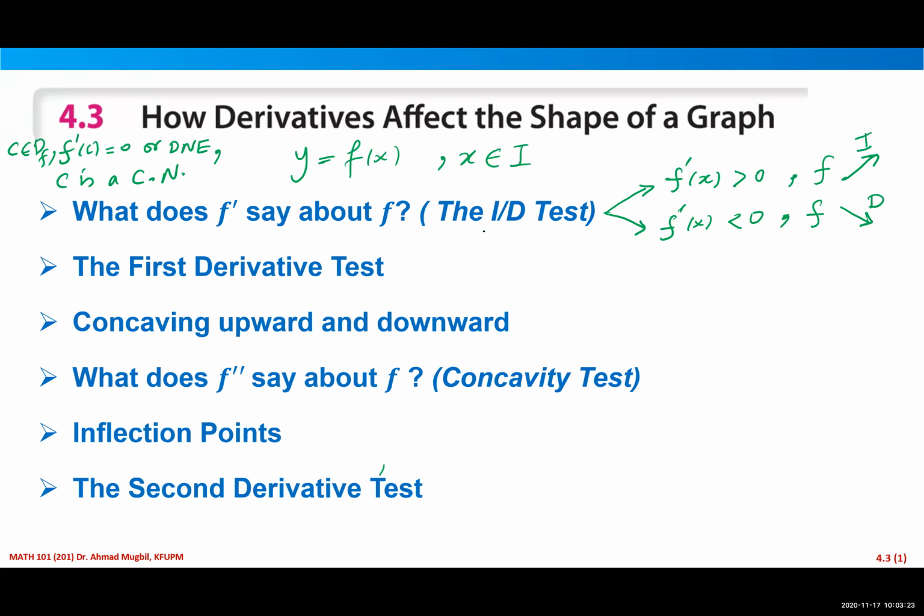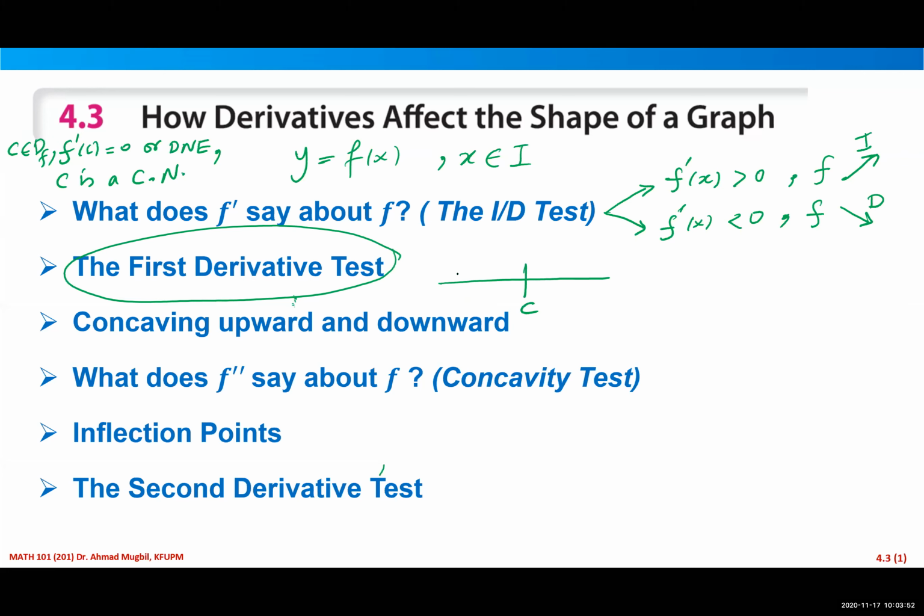So this is the first test that we had, the ID test. The first derivative test, what does it say, ya shabab? Do you remember the first derivative test? It is about the local maximum and minimum values. So it says that if you have a critical number c, and the function changes from increasing to decreasing, what do we have? And if it changes from decreasing to increasing? So here the first derivative is positive, here the first derivative is negative. So what do we have in this case? We have a local maximum. In this case, we have a local minimum. Okay?